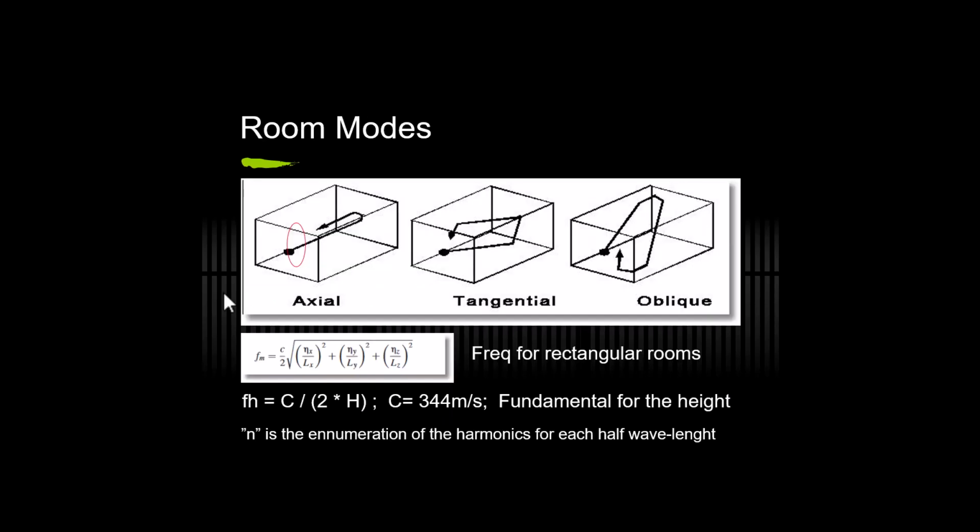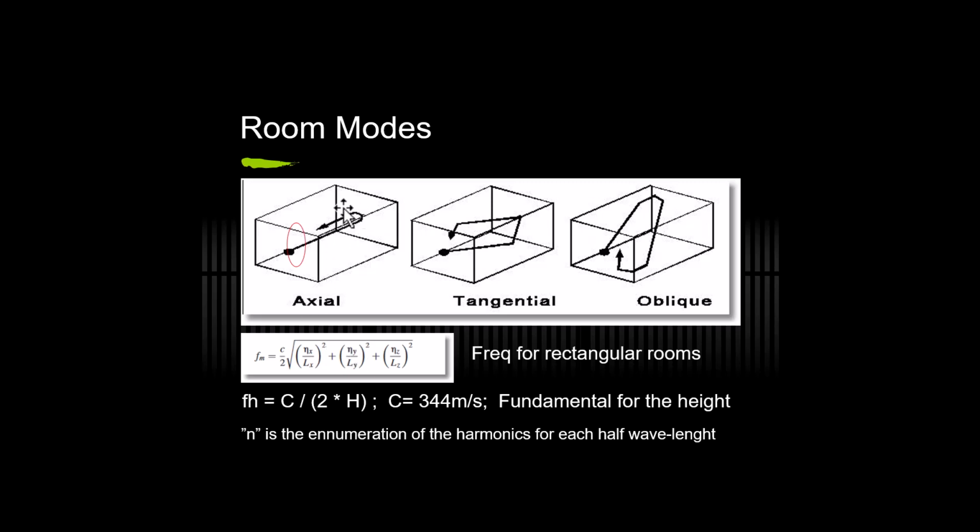So this is how the room modes are created. We talk about the most common one, the axial room modes, where there are standing waves between walls and ceiling and floor. Then we have tangential, which is in the middle of the surface, and also oblique, which is more complicated. But for a rectangular room, it is quite easy to calculate which frequency this resonance will appear.